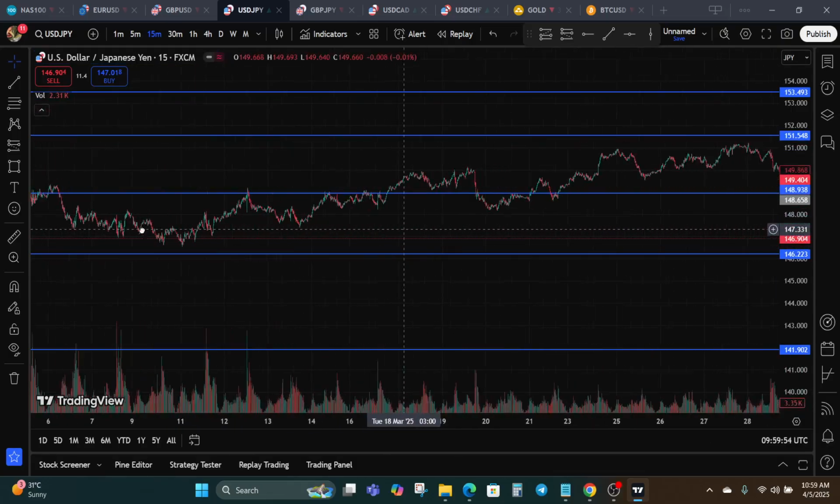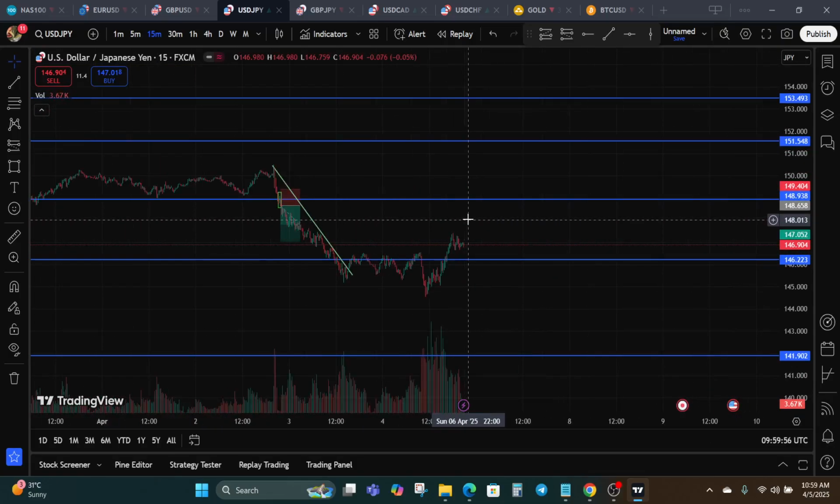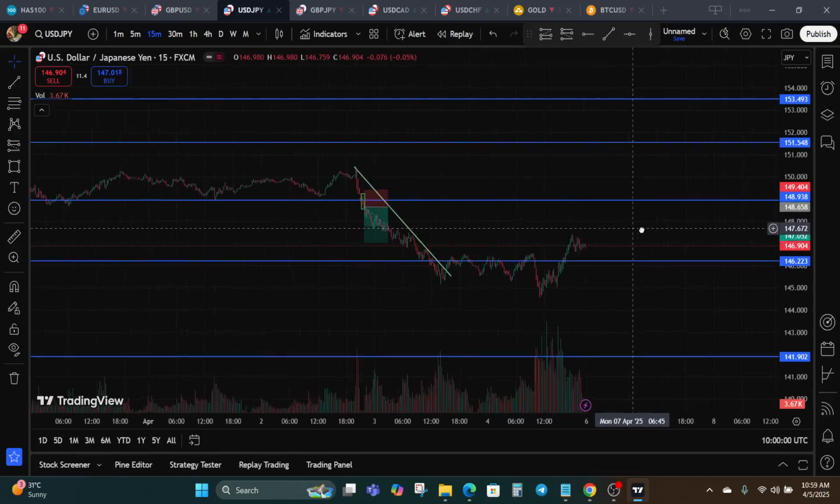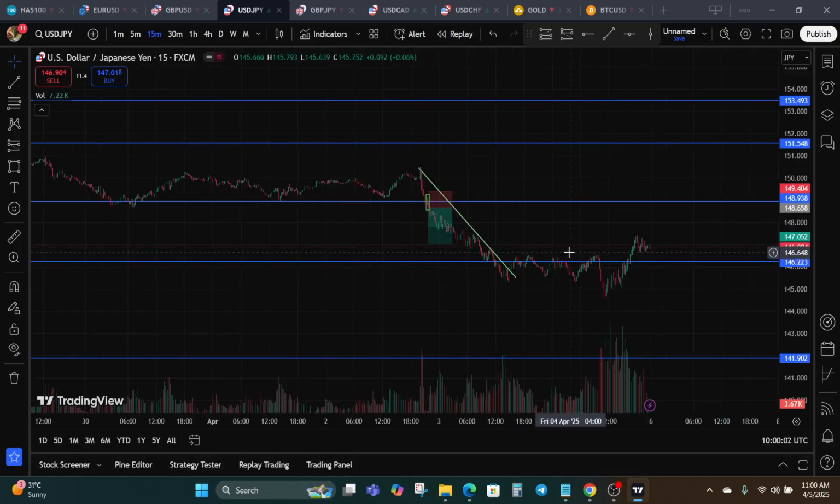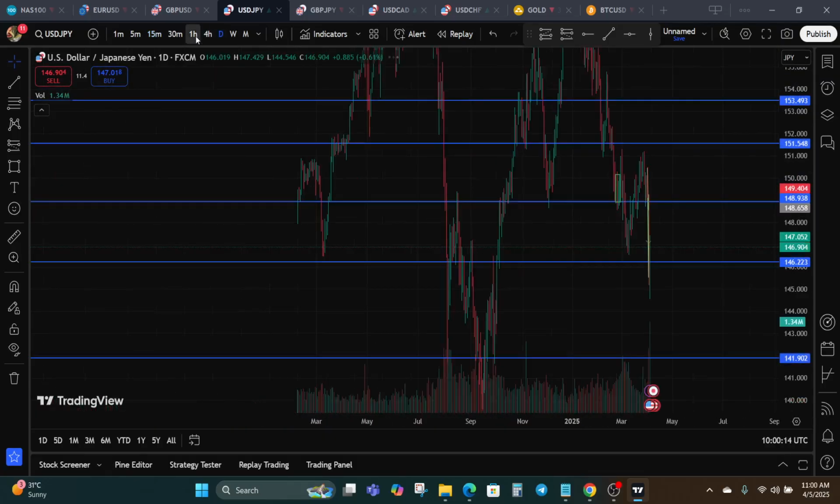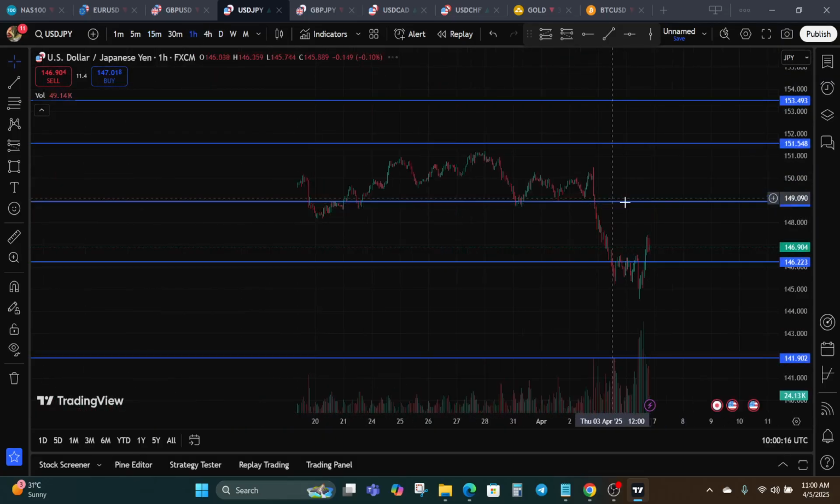High probability setups give you a higher chance of success. So now let us just recap the steps. First of all, you should identify your daily key levels. You can use higher time frames to identify your daily key levels.